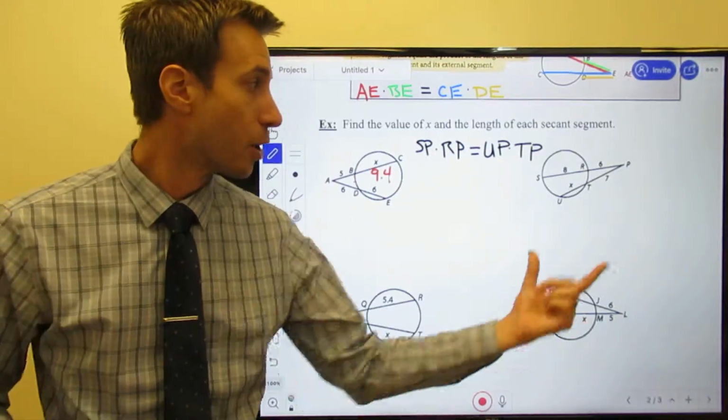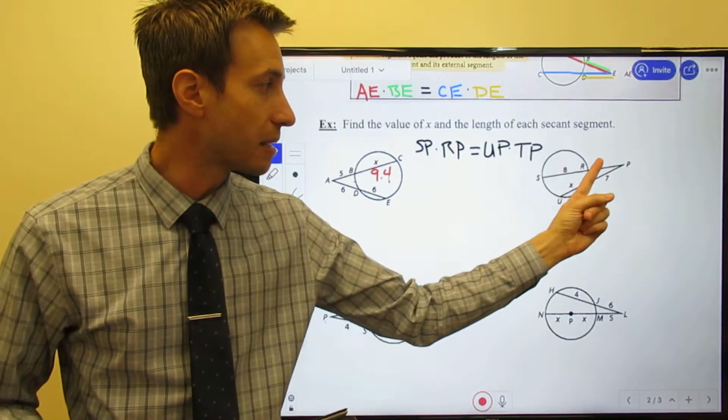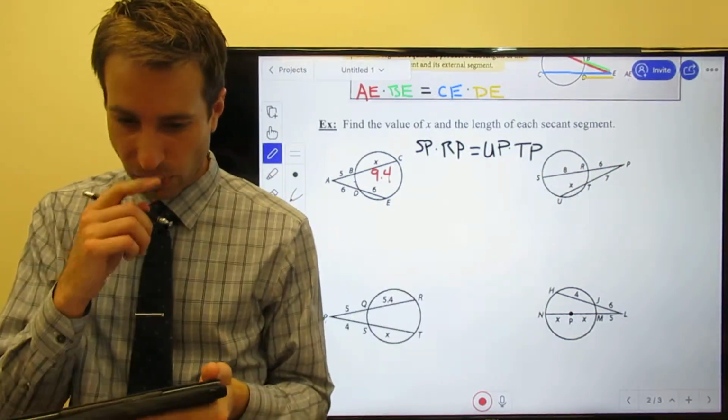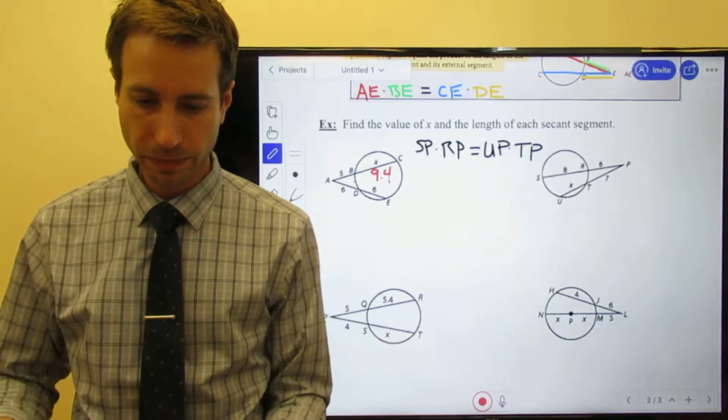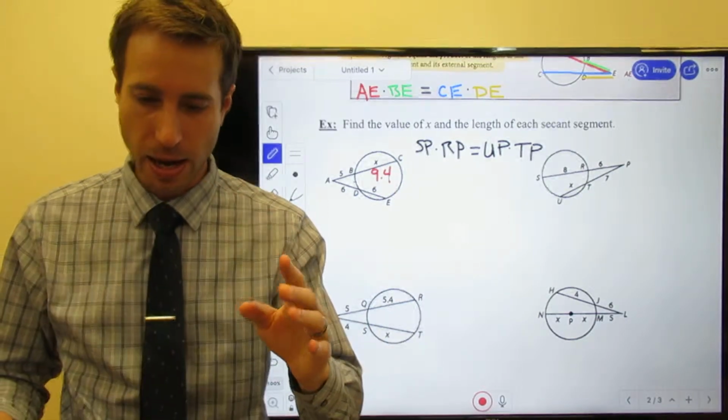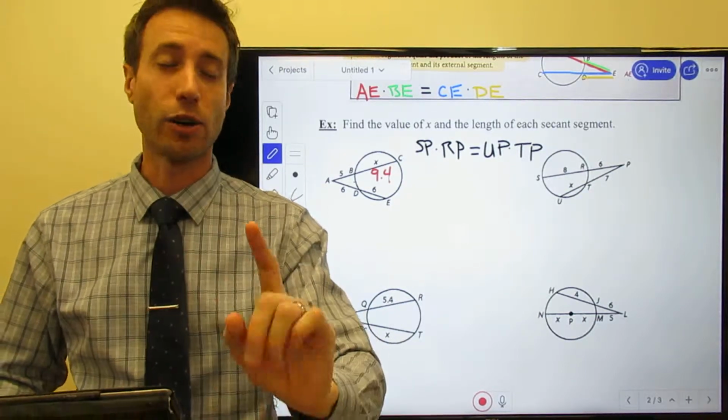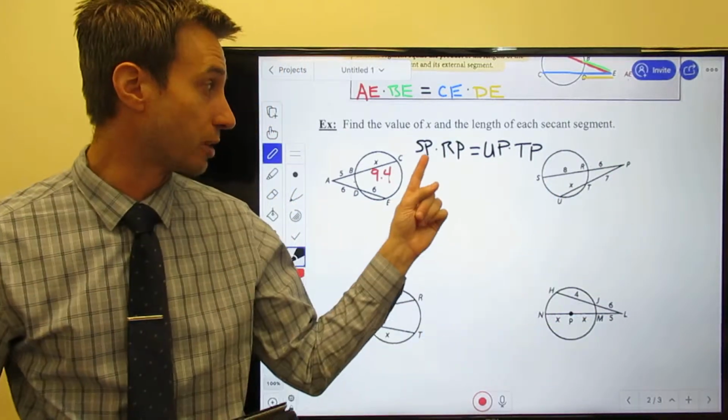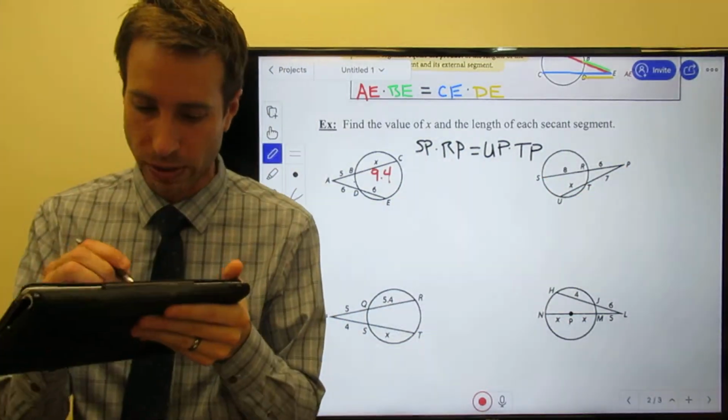Now it's algebra. What is SP? Well, it's going to be 8 plus 6, which will be 14. So SP is 14.